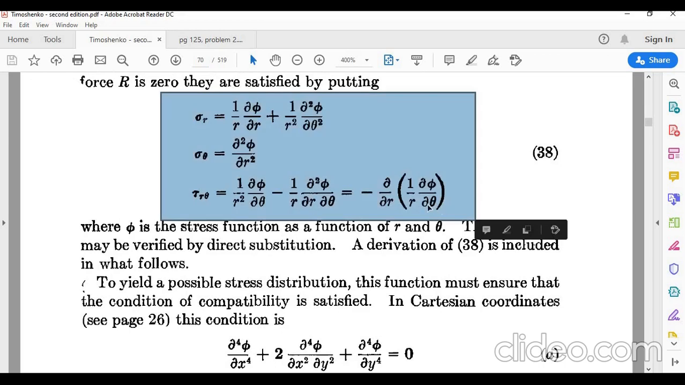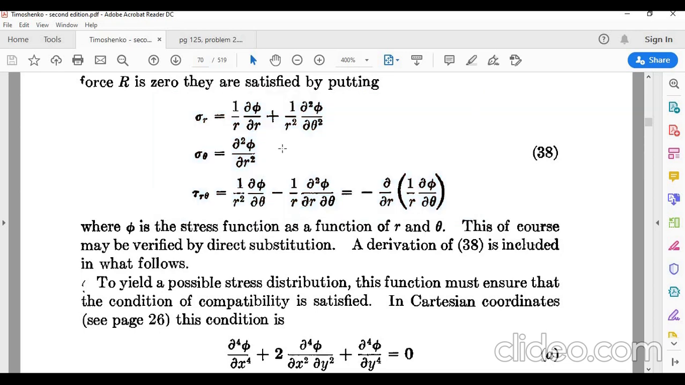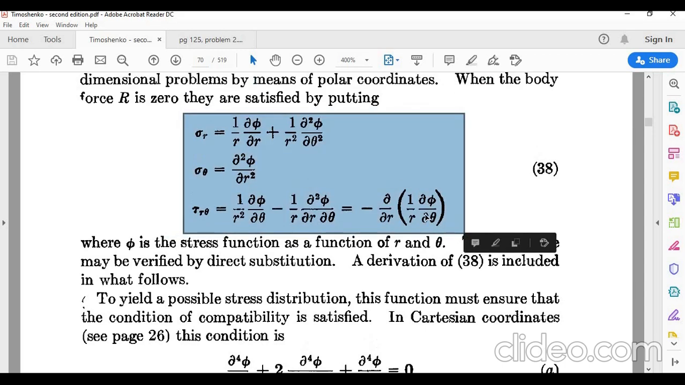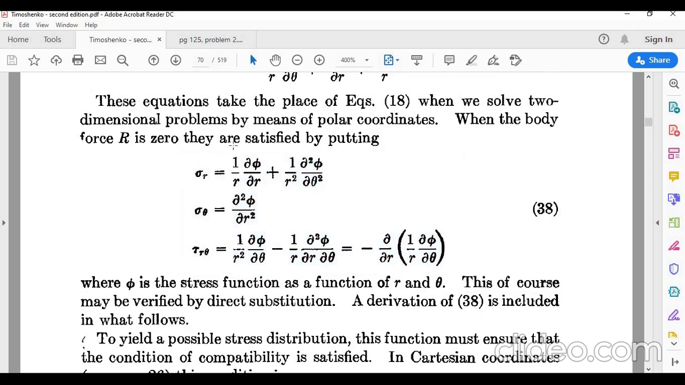If phi is a stress function, sigma r is given by 1 by r del phi by del r plus 1 by r square del square phi by del theta square. Sigma theta is del square phi by del r square, and tau r theta is 1 by r square del phi by del theta minus 1 by r del square phi by del r del theta. One thing you have to note is that these expressions assume that body force is 0. In this problem also we can conveniently assume that body force is 0.